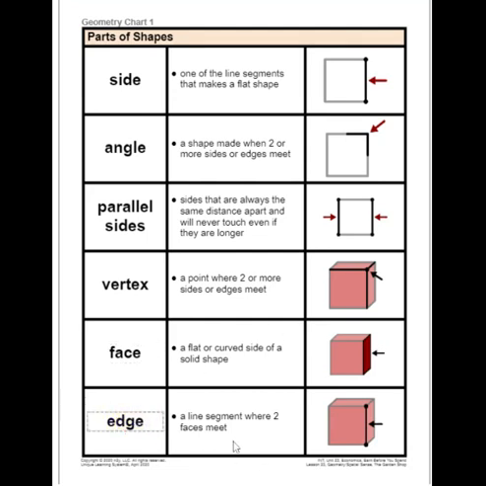Edge. An edge, a line segment where two faces meet. So remember, this is my face. It's the part of the cube that's square. So right here, one of my squares from the cube and another square here are meeting right here, and that's my edge.